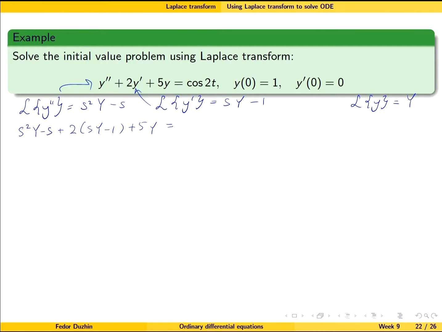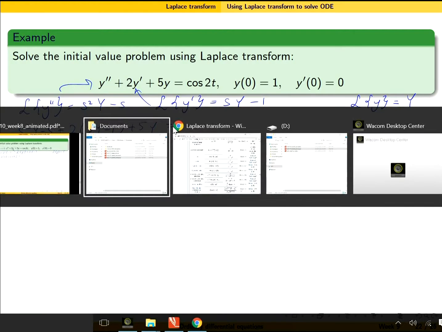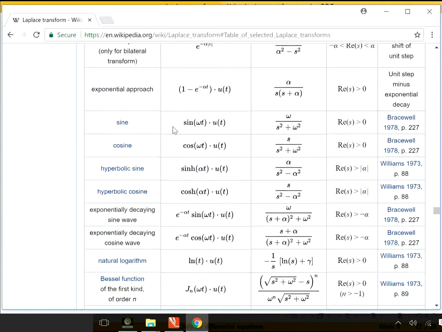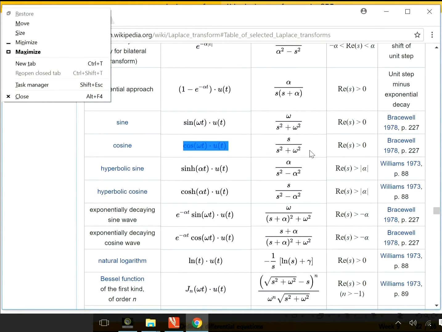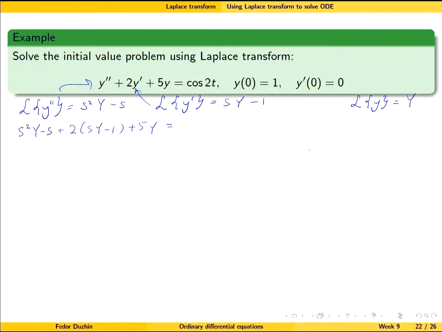This is usually just pre-calculated. So let me show you a table of Laplace transforms from Wikipedia. Right, so cosine of 2t is here. That's the Laplace transform of cosine of 2t: s over s squared plus omega squared, and omega is 2. So it's going to be s over s squared plus 4.